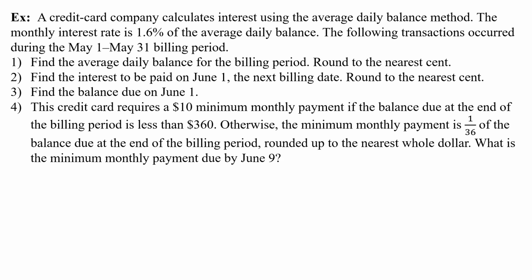Three, find the balance due on June 1st. And then the credit card requires a $10 minimum monthly payment if the balance due at the end of the billing period is less than $360. Otherwise, the minimum monthly payment is 1/36th of the balance due at the end of the billing period, rounded up to the nearest whole dollar. What is the minimum monthly payment due by June 9th?